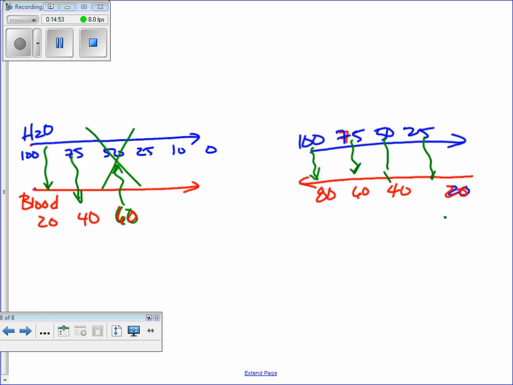Does that make any sense at all? This is what's called countercurrent exchange. It's all about keeping the gradient in your favor. You are preventing yourself from ever reaching equilibrium, or worse, reversing the gradient, where things are then moving in a direction that doesn't favor you.